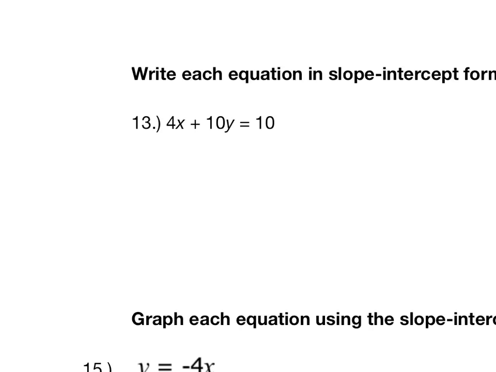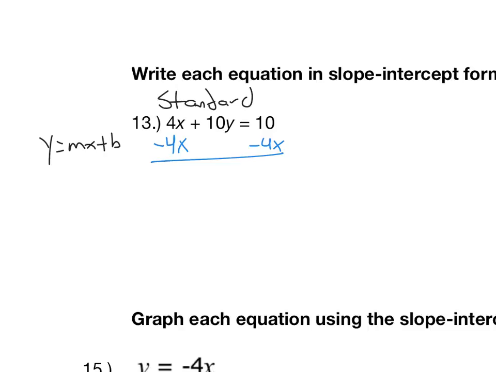All right, write each equation in slope-intercept form. So this is in standard form, and you want to change it to slope-intercept form, which is y equals mx plus b, which would mean we'd have to solve for y. So remember that lesson we did on literal equations. I'm just going to move some variables around, subtract 4x, because we're trying to get the y by itself. And that would be 10y equals -4x plus 10.